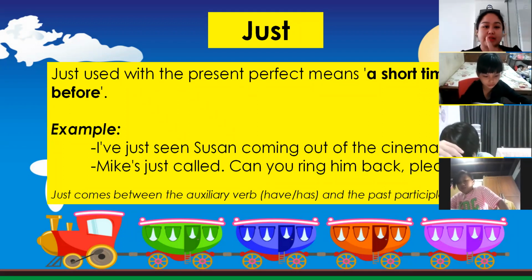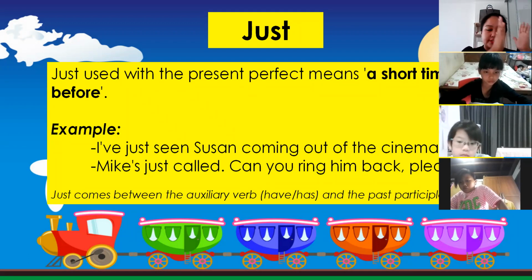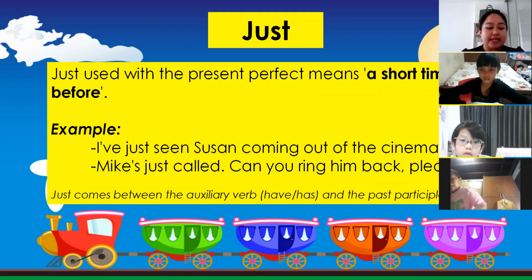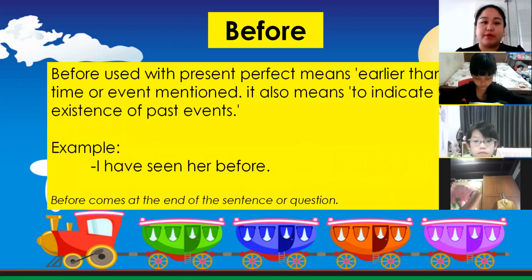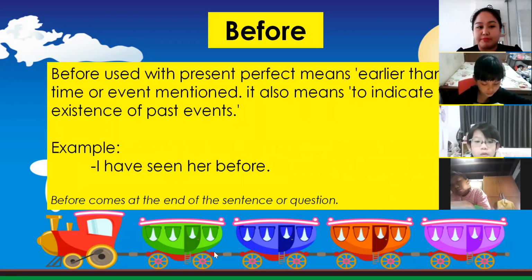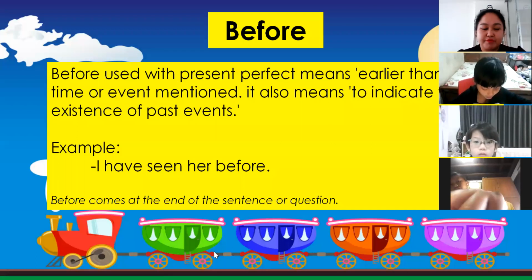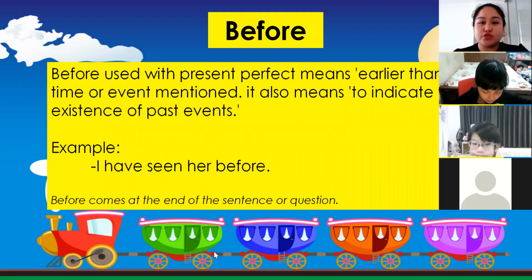Okay. Always remember we put just between the auxiliary verb to have and your past participle. Okay, let's proceed to before. Anyone who knows what is before? Before is used with the present perfect and means earlier than the time or event mentioned. It also means to indicate the existence of past events.